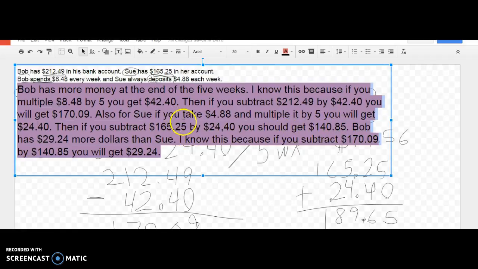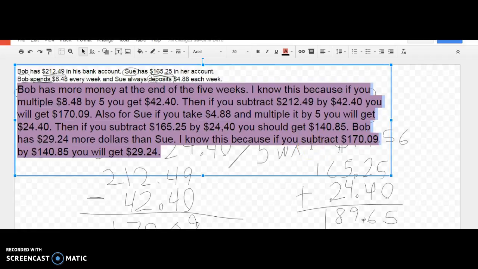This person subtracted instead of adding. I think this person probably didn't know what deposit meant, so that got them an incorrect answer. Bob has $29.24 more than Sue. That person even did the math to find the difference. They did almost everything right, except they didn't apparently know what the word deposit means, which is why I say always ask if you're not sure.